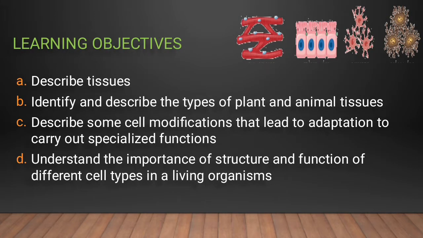Learning objectives: you're going to describe tissues, identify and describe the types of plant and animal tissues, describe some cell modifications that lead to adaptation to carry out specialized functions, and understand the importance of structure and function of different cell types in living organisms.